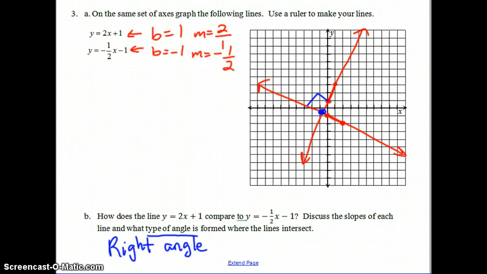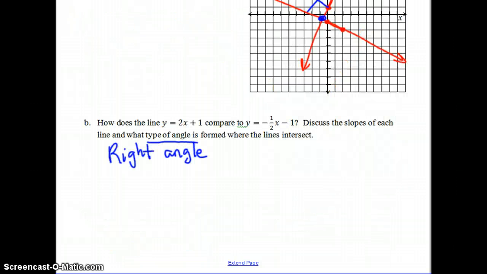Okay, and then what we call that is when two lines form a right angle, they are perpendicular.